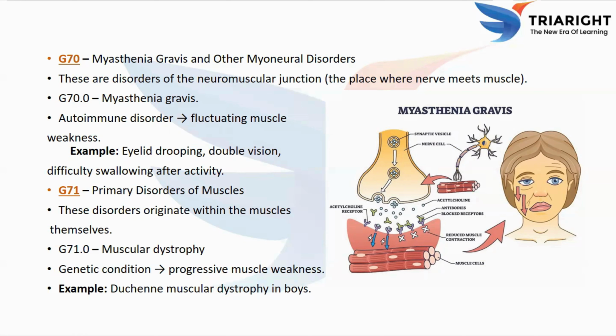So what will be the common symptoms of myasthenia gravis? You can observe eyelid drooping, nothing but ptosis, double vision, diplopia, difficulty chewing or swallowing, and also you can feel weakness in facial muscles. So myasthenia gravis is an autoimmune disease. It affects the neuromuscular junction and also you can see the fluctuating weakness.